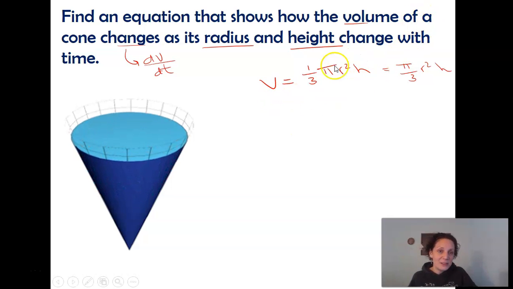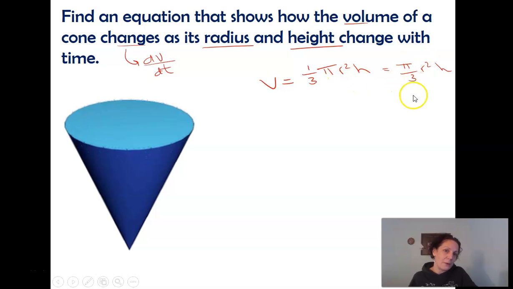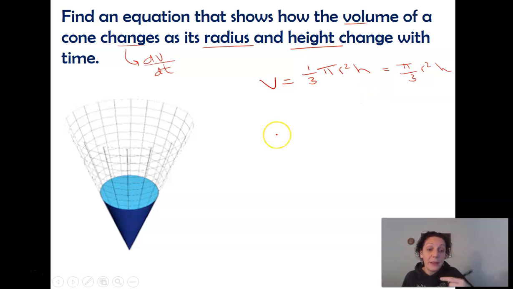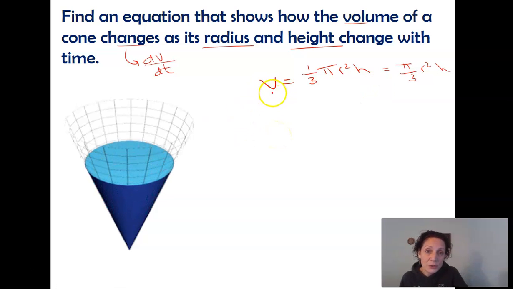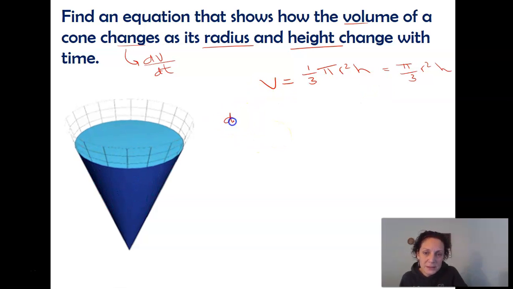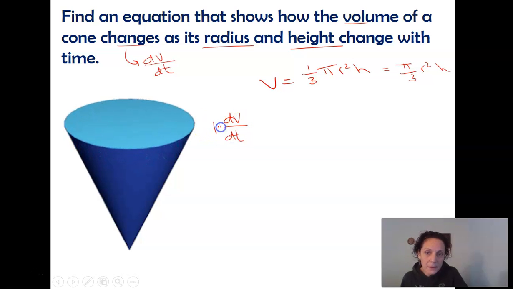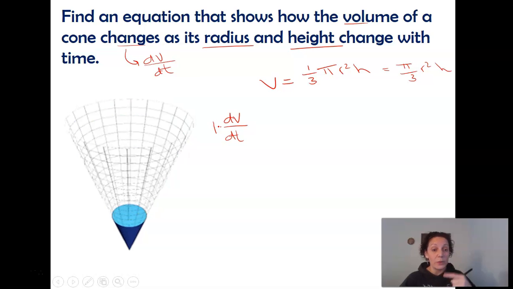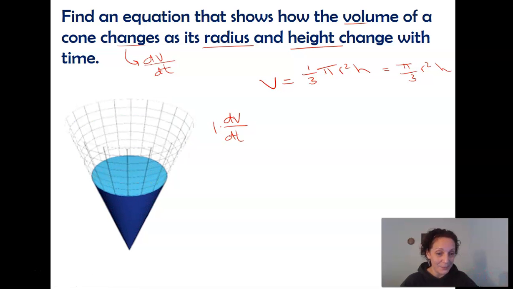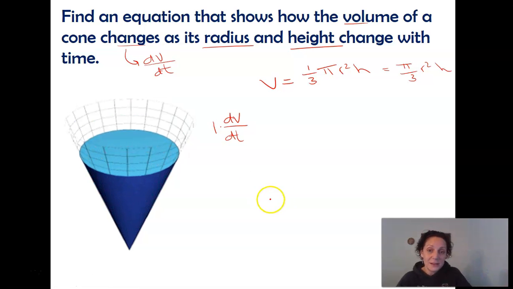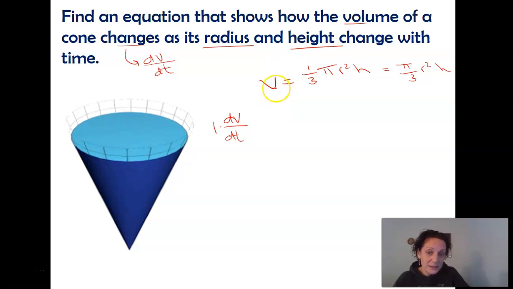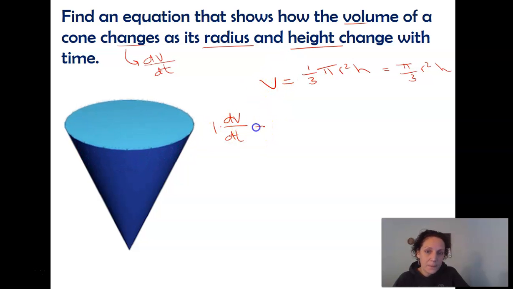But let's take this equation. I'm going to use the pi over 3 r squared h because it's a little easier. And let's take its derivative implicitly. Okay, so the derivative of V is just 1 dV dt. So again, I'm taking the derivative with respect to time. So it's implicit. So the derivative of V with respect to time is 1 dV dt.